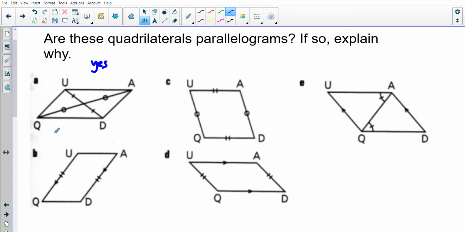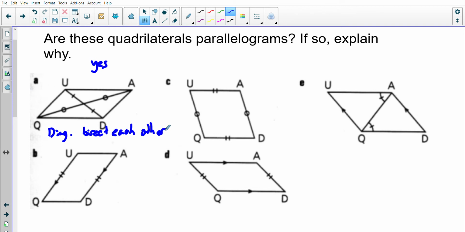If we're explaining why, we could say that these diagonals, I'm going to abbreviate here, these diagonals bisect each other. That was one of the conditions, and so we could conclude based on this information that that is a parallelogram.